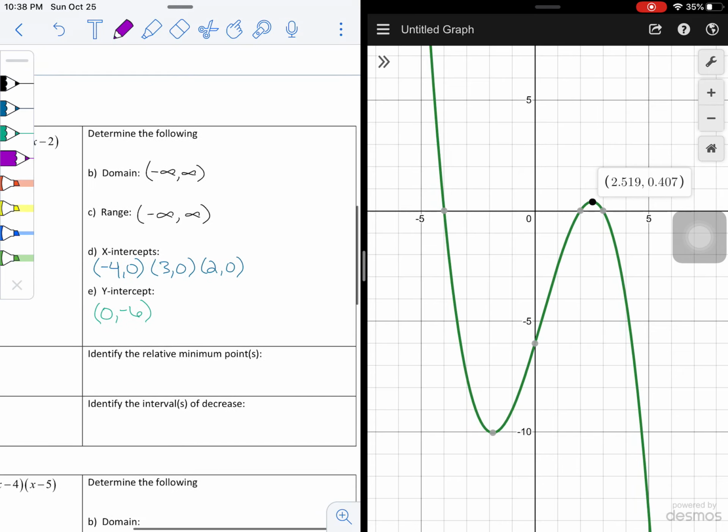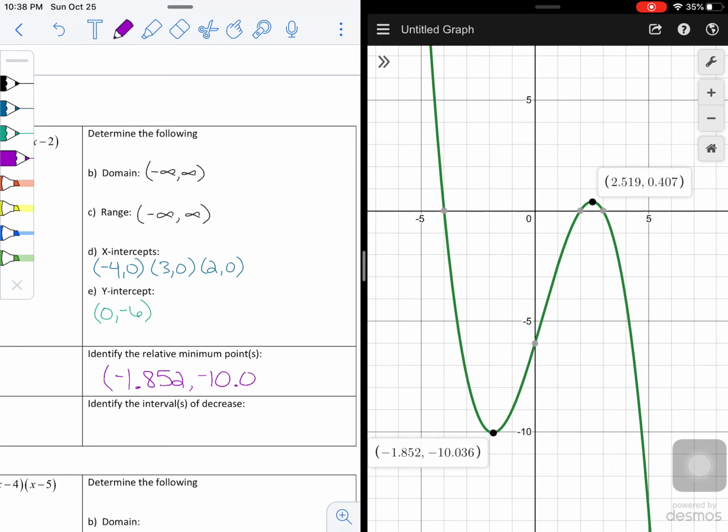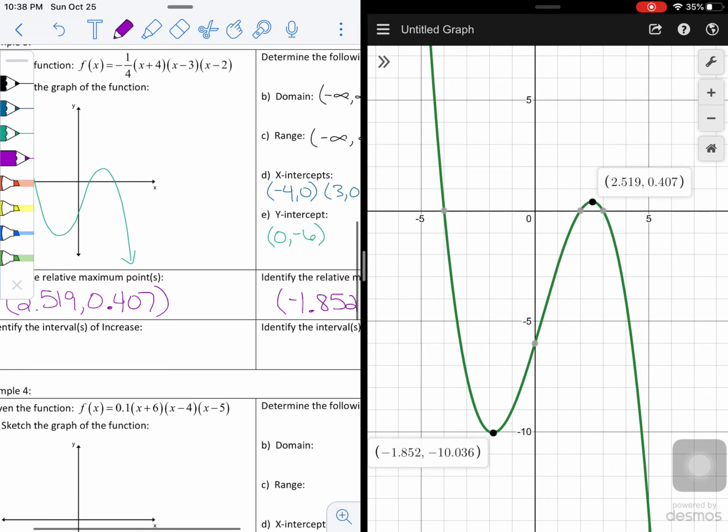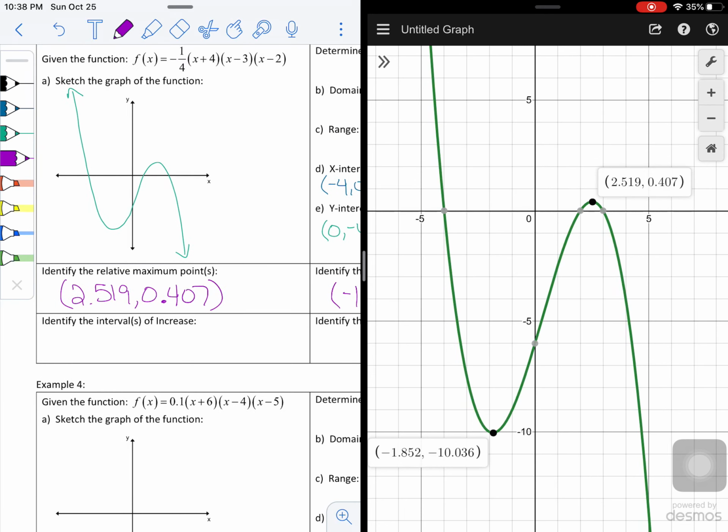Identify a relative minimum point. So a relative minimum point is going to be when your graph is decreasing, it hits a relative minimum and then it increases from there. So this is a relative minimum point. And that is the point negative 1.852, negative 10.036. Okay.